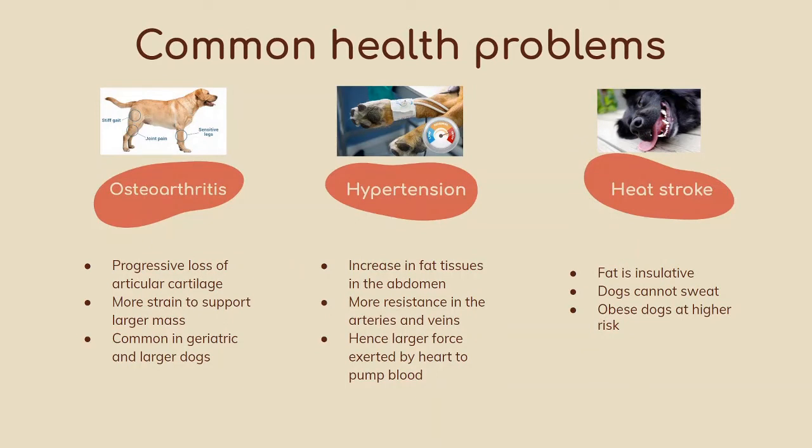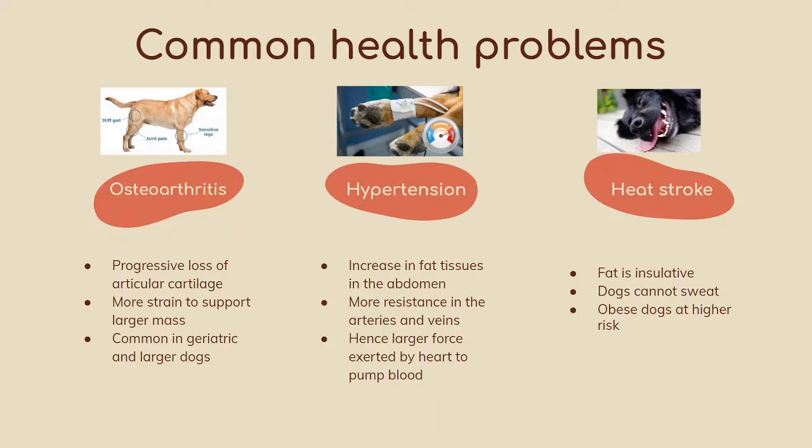Common health problems associated with obesity would include osteoarthritis, hypertension, and heat stroke. Osteoarthritis is the progressive loss of articular cartilage due to more strain being placed on them to support a larger body mass. It is more common in geriatric and larger dogs.